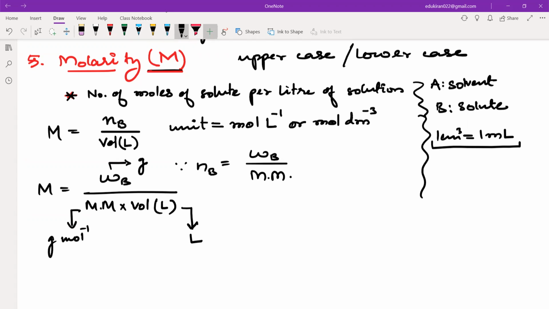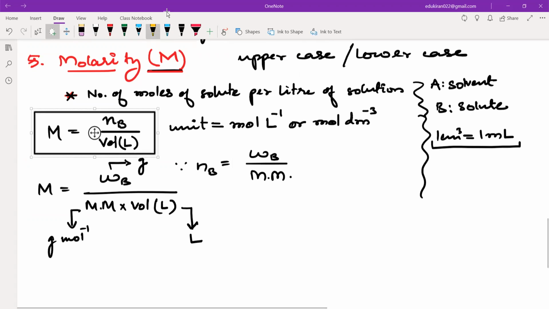Also, I hope all of you remember this formula. Yes or no? Please tell me, guys. All of you know this formula, no? Yes. Yes. Okay, fine. So no need to write it.